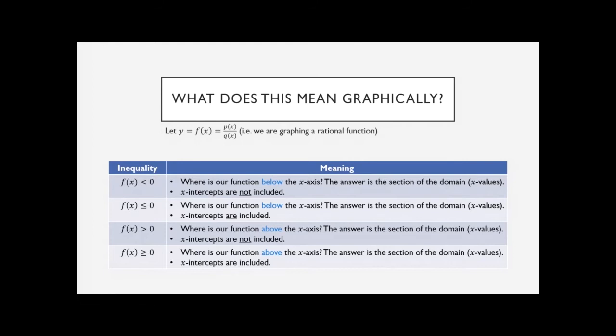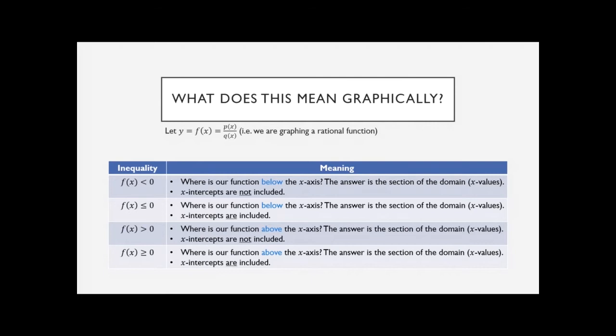For the less than, we're asking where our graph or function is below the x-axis, because that's where we have negative y values. With the less than, we don't include the x-intercepts because that's where it's equal to 0, and equal to is not included with the less than symbol. When we give our answer, it's always over what x values is our y below. So you figure out where your y is underneath, and then what are the x values for that section.